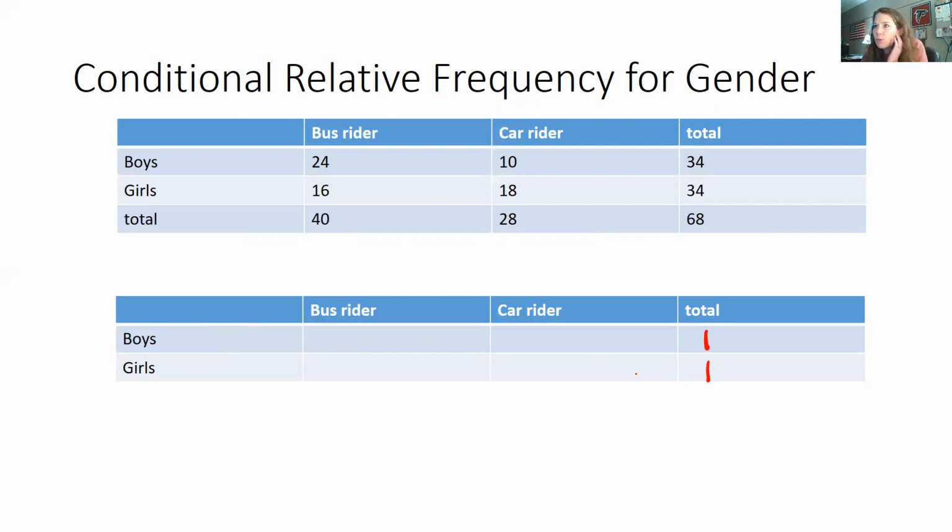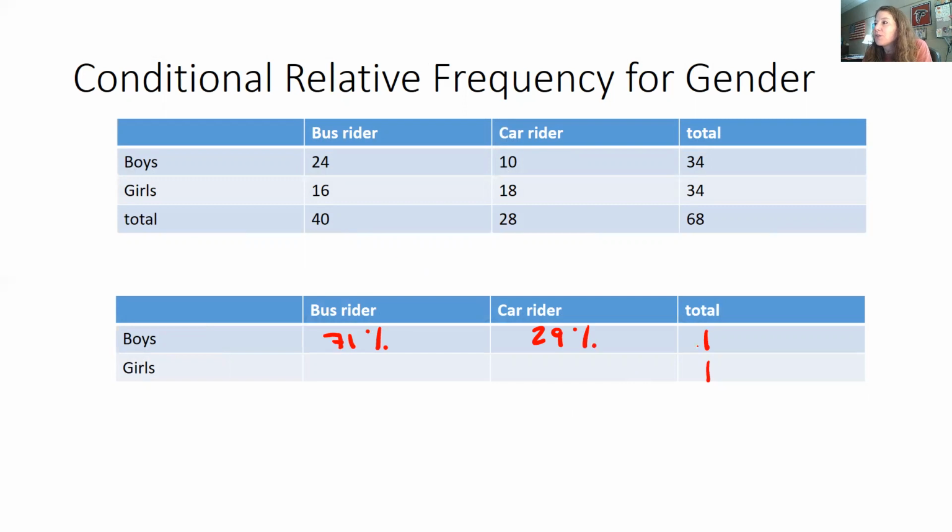of the boys, what percentage are bus riders? Well, there's 24 out of 34. So that means 71% of the boys are bus riders. And then of just the boys, so 34, 10 are car riders. So 10 of 34 is 29%.